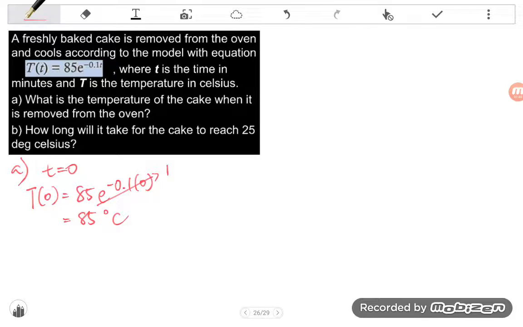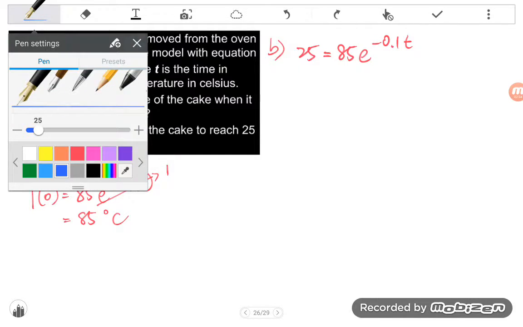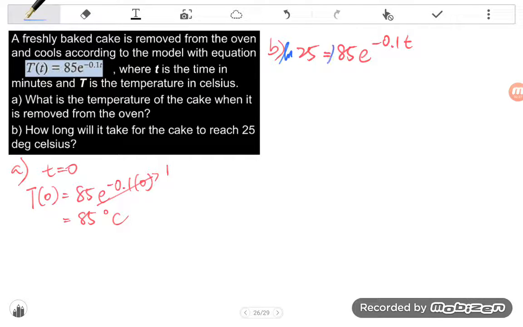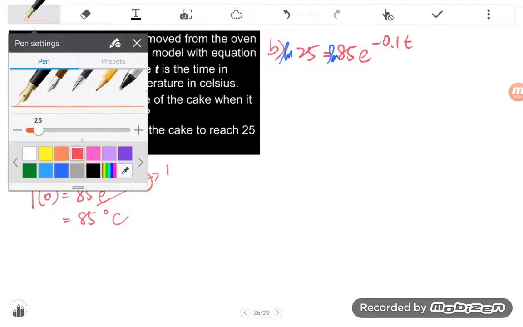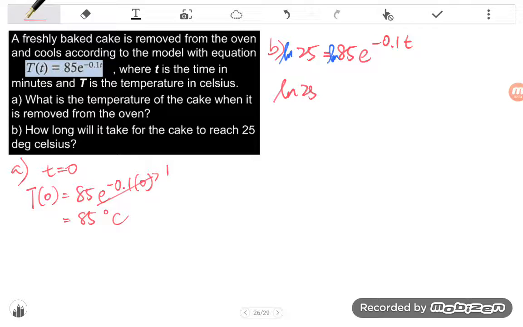Okay, so let's look at part B. How long would it take for the cake to reach 25 degrees Celsius? In part B, instead of finding the temperature, they gave us the temperature, which is equal to 25. Now they want us to find the time, so I will have to use my equation and solve for t, which is in the exponent. I need to somehow bring it down, which means I'm going to involve logarithms, right? I'm going to take ln on the left and ln on the right, and on the left-hand side I'm just going to have ln 25.